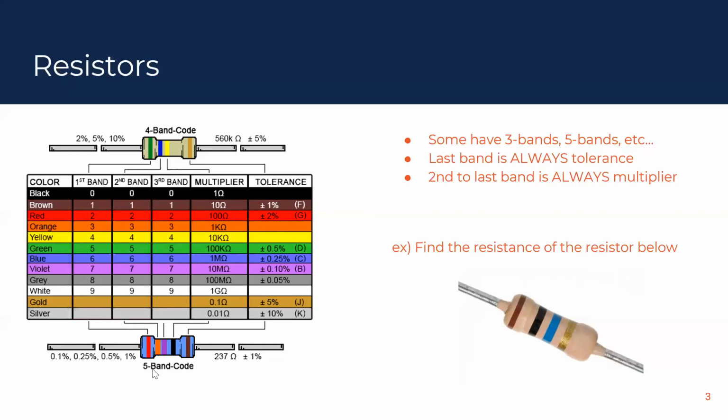Okay, so in this case, this is a 5-band code. So what we're going to do is look at the multiplier. The multiplier is black, so it's 1. And then we're going to read the first 3 bands to get the 3 digits. The first band is red, so that's 2. The second band is orange, so that's 3. The third band is violet, so that's 7. So we have 2, 3, 7. So 237 times black, which is 1 ohm. So this is 237 ohms, and the tolerance was 1%.